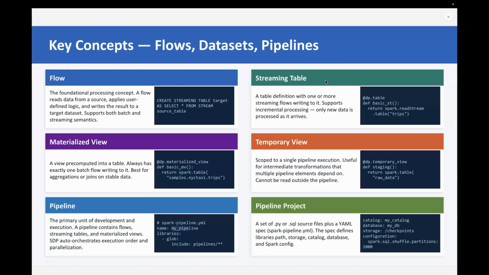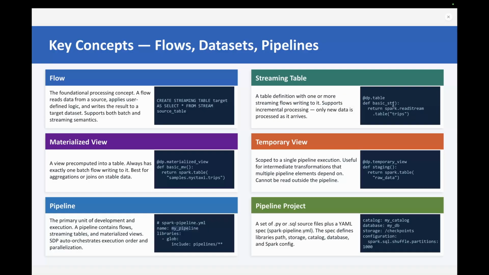When it comes to streaming table, it is a table definition with one or more streaming flows writing into it. It supports incremental processing: only new data is processed as it arrives. How to create a streaming table? Here is a sample code. At dp.table, define a Python method or UDF.